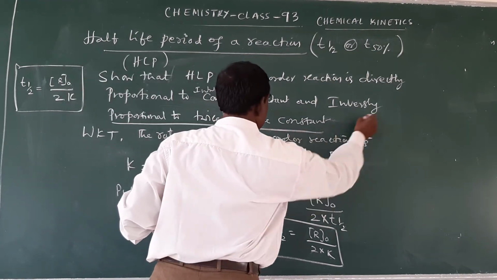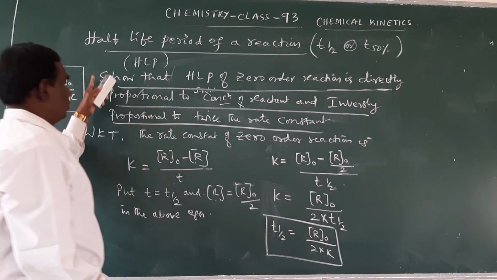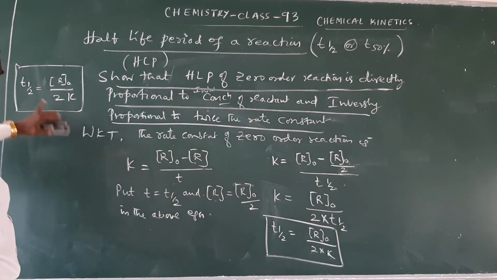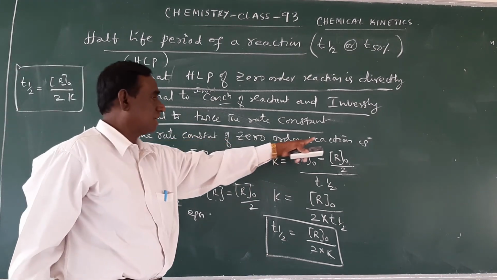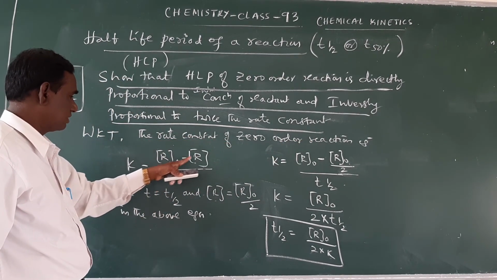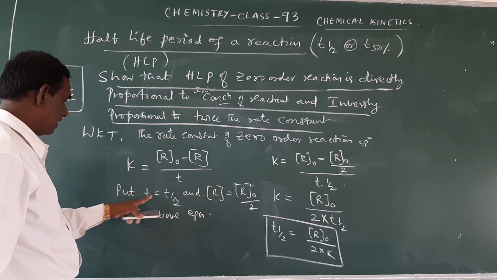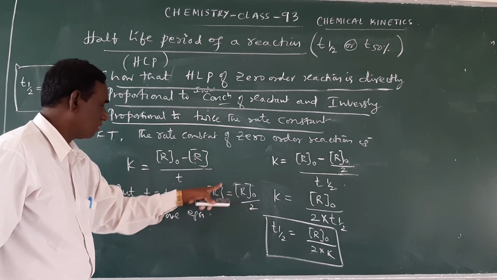So this is the question, you have to prove it. Show that. And the solution is this. We know that the rate constant for zero order reaction is K is equal to concentration of R naught minus concentration of R divided by T. Put T is equal to T half here and R is equal to R naught divided by 2.